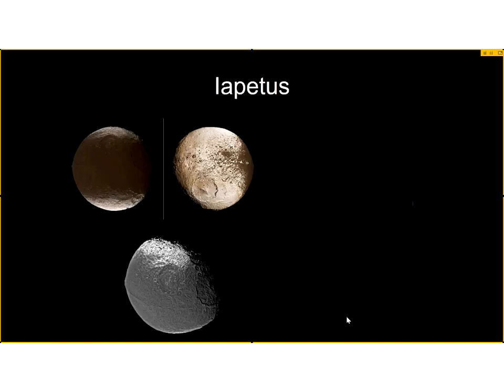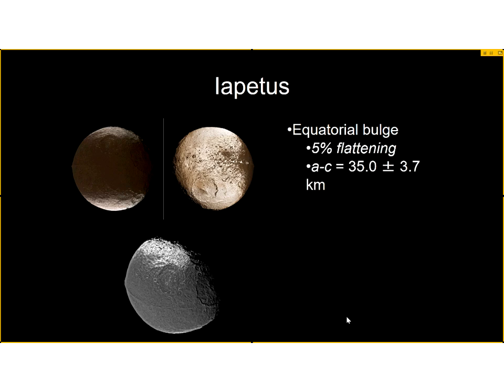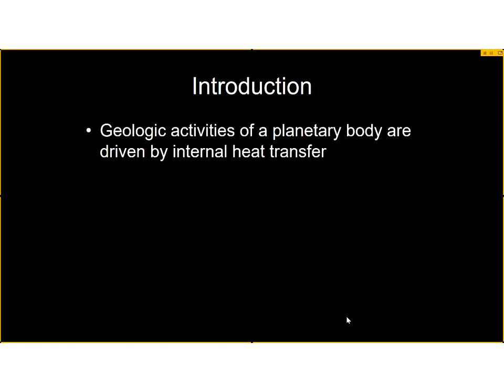But to get into what I'm talking about today, I'm talking about this equatorial bulge. Once again, it has this 5% flattening and this A minus C of about 35 kilometers. Okay, so most of my work involves trying to estimate what the consequences of a certain heat flux on a surface are.